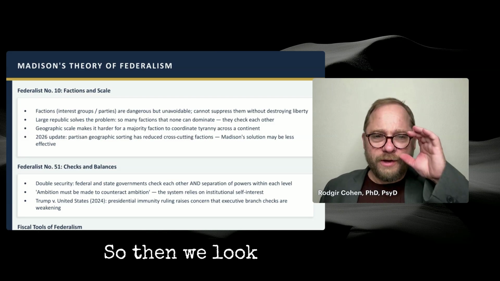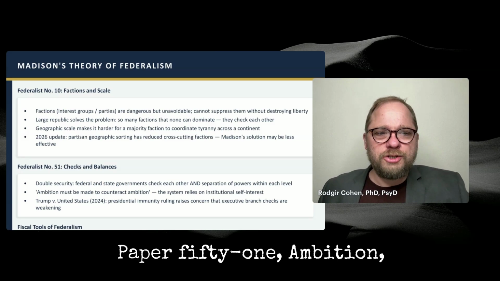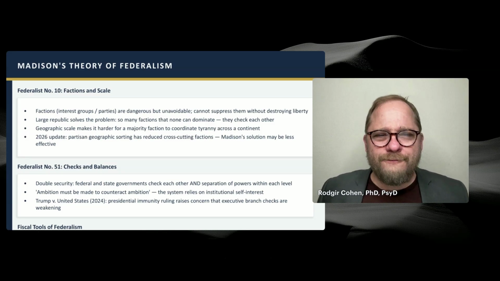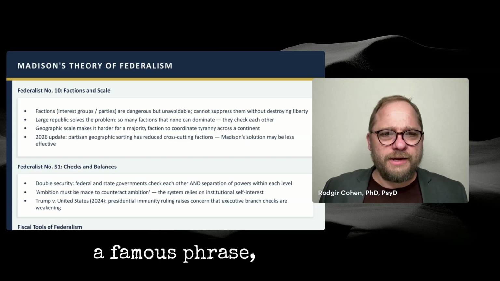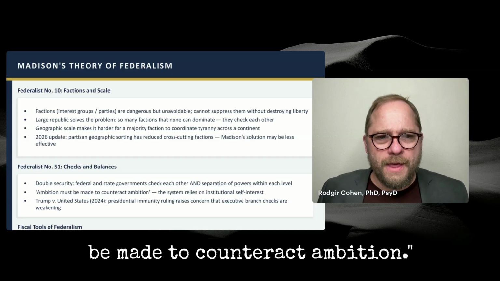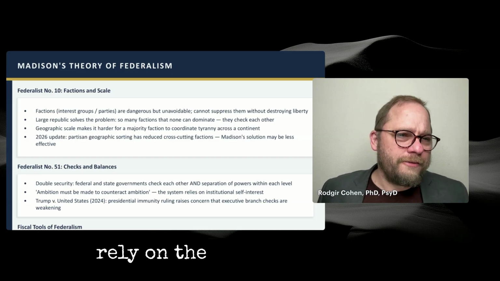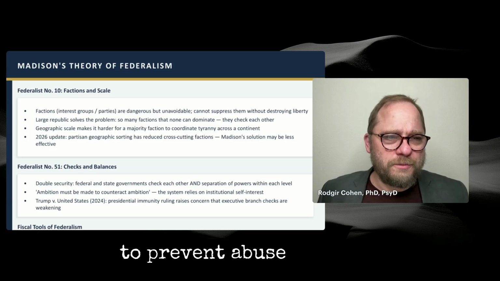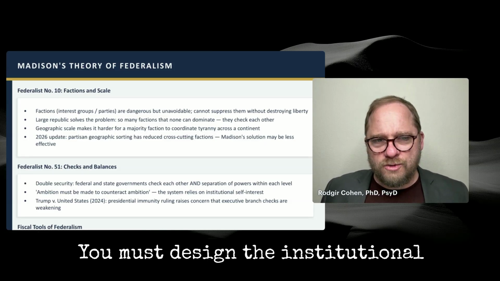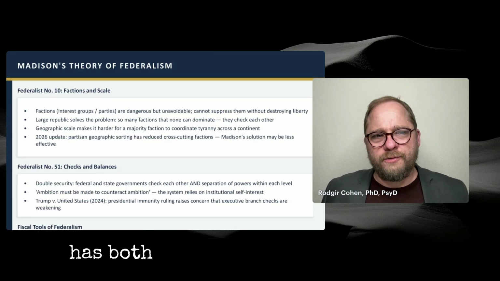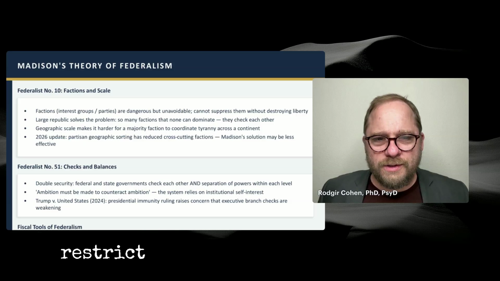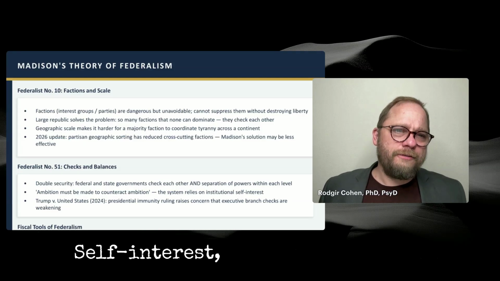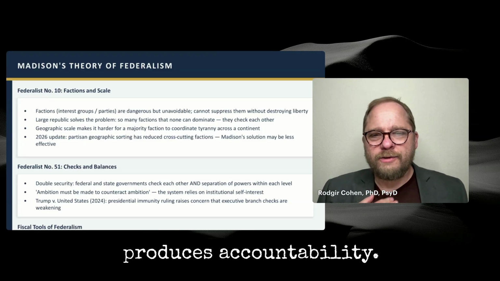So then we look at Federalist Paper 51, ambition counteracting ambition. Federalist Paper 51 gives a famous phrase: ambition must be made to counteract ambition. Madison's argument is that you cannot rely on the virtue of officials to prevent abuse of power. You must design the institutional architecture so that each institution has both the motive and the means to restrict encroachments by the others. Self-interest, properly channeled, produces accountability.